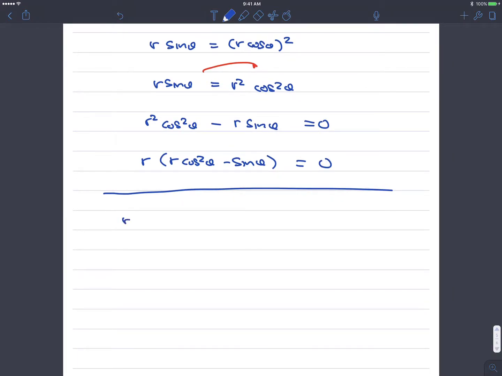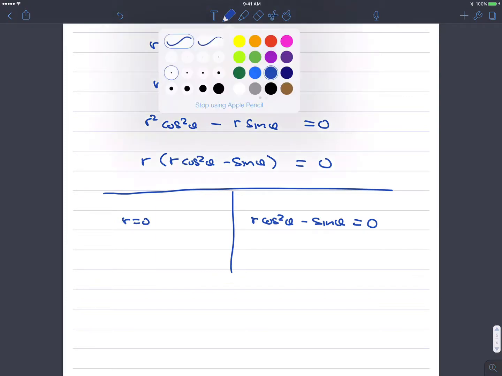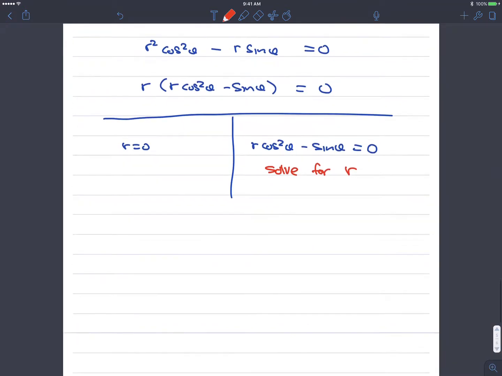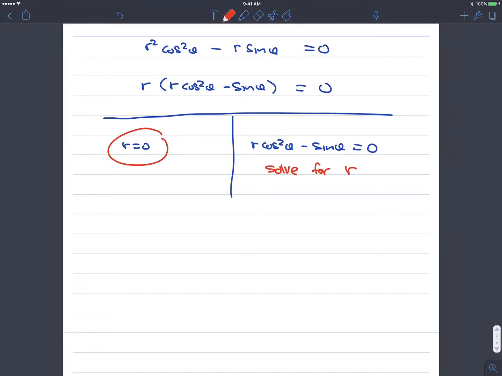Zero product rule. R is 0. The pole again. R cosine squared theta minus sine theta is 0. Okay, what do you guys think? What do I do now? Can I solve for r? Remember, very often, what do we want to do? Solve for r. We did here. That gives me my pole.